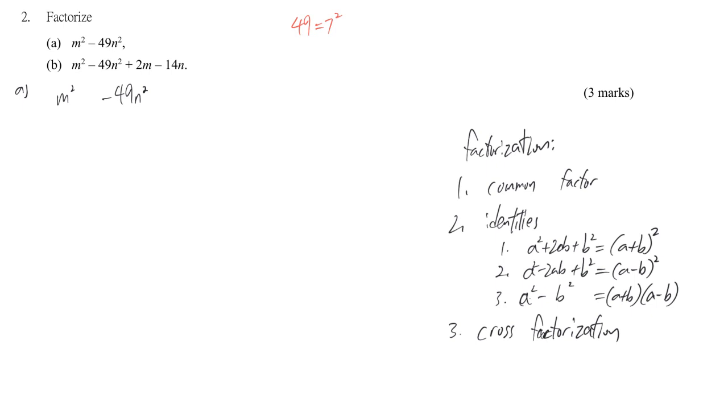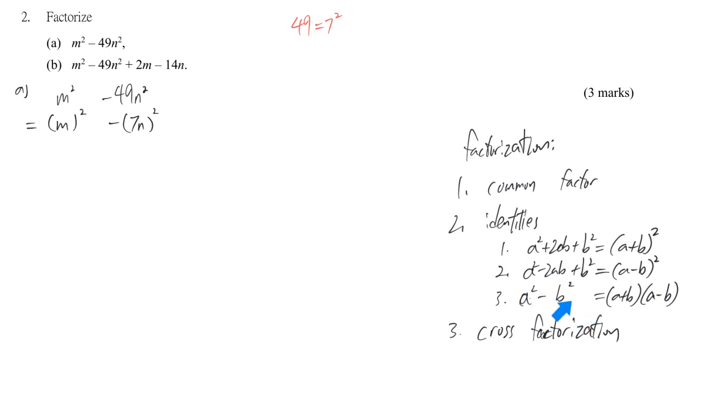So basically, this is the third format here. It is something squared minus something squared. So we can rewrite it into this format. We have m, and we have to think what inside will give us 49n squared. Then we put 7n inside. So it's something squared minus something squared.